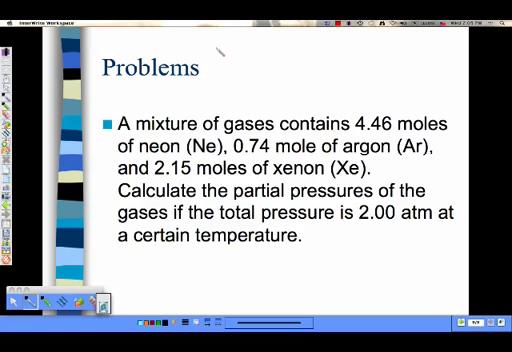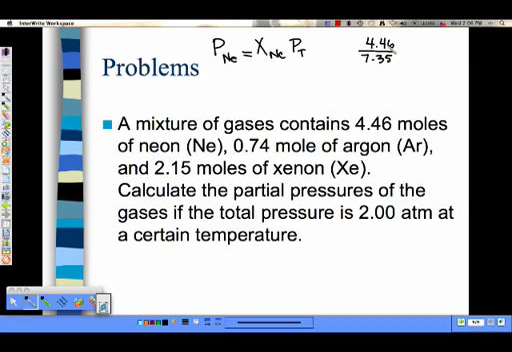So if we want to find the partial pressure of neon, we're going to have to use our equation. P of neon, the partial pressure of neon, is equal to the mole fraction of neon times the total pressure. We know the total pressure is 2 atm. So we need to find the mole fraction of neon. It's going to be 4.46 over, we'll have to add up all the moles of all the gases. So 4.46 plus 0.74 plus 2.15 is 7.35.